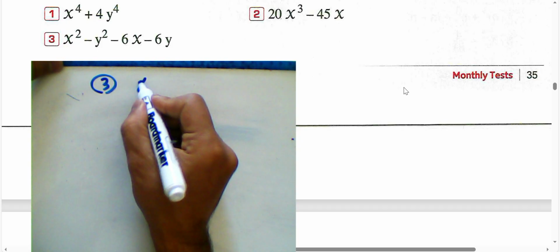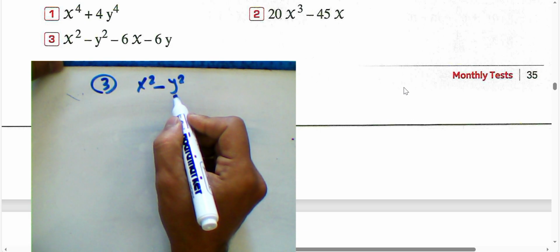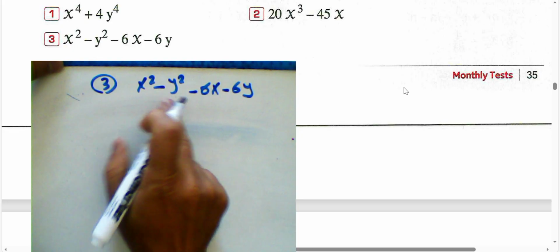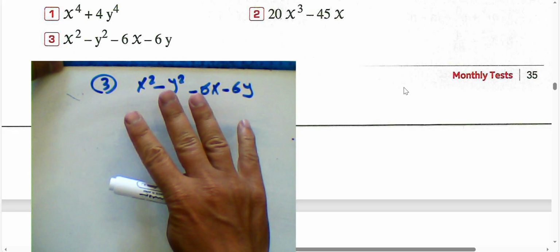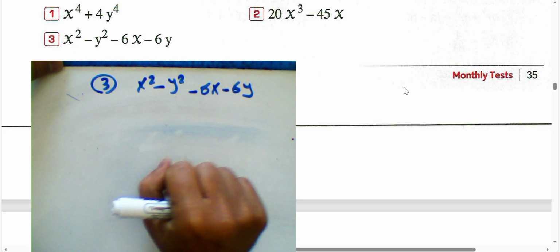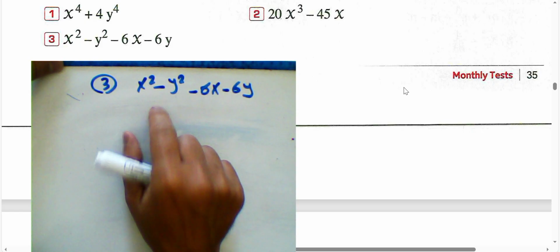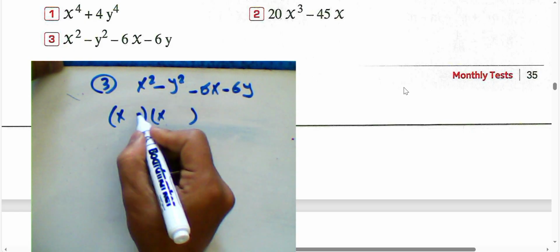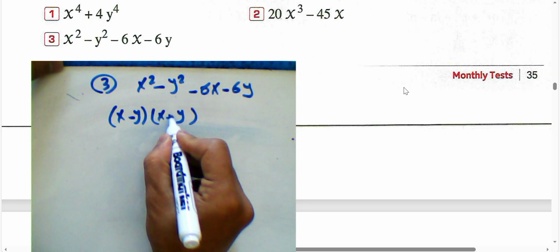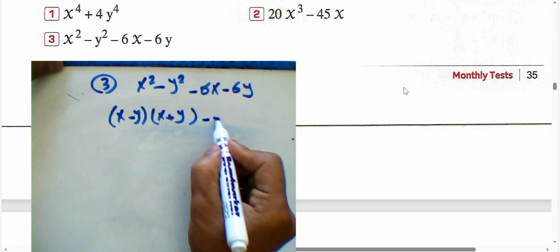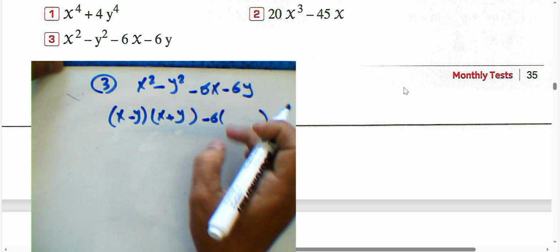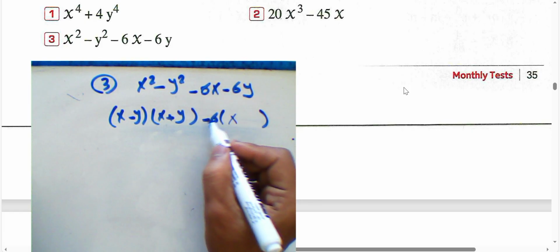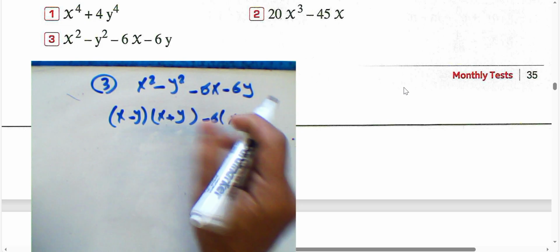Number 3: x² − y² − 6x − 6y. We have a difference between two squares and we have 4 terms. We can divide it into 2 terms and 2 terms here. For the first 2 terms, I can factorize like this: x² equals x times x, and y² equals y times y, write negative and positive. And here write negative 6 as the common factor between the two terms. Negative 6x divided by negative 6 will be positive x, and negative 6y divided by negative 6 equals positive y.